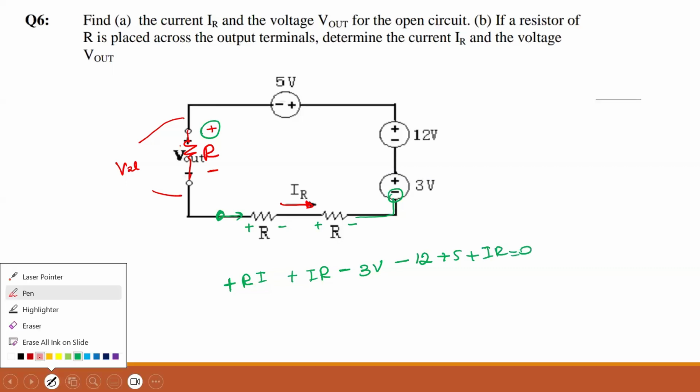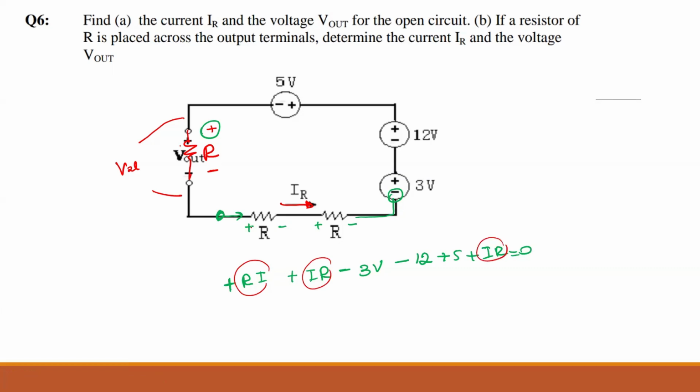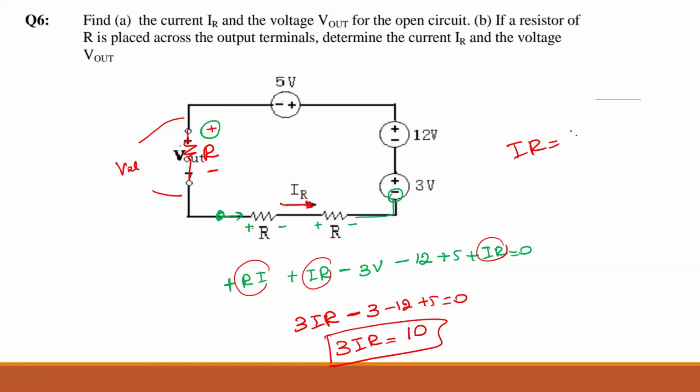So if you look at this, you have 3 IR voltages, all three are the same. So 3 times IR, minus 3, minus 12, plus 5 is equals to 0. So 3 IR is equals to 10, as you got before. Am I right? Yep. So IR is equals to 10 over 3, which is your V out. Because that is your V out, this IR. So that one we found: 10 over 3 volts is the V out.